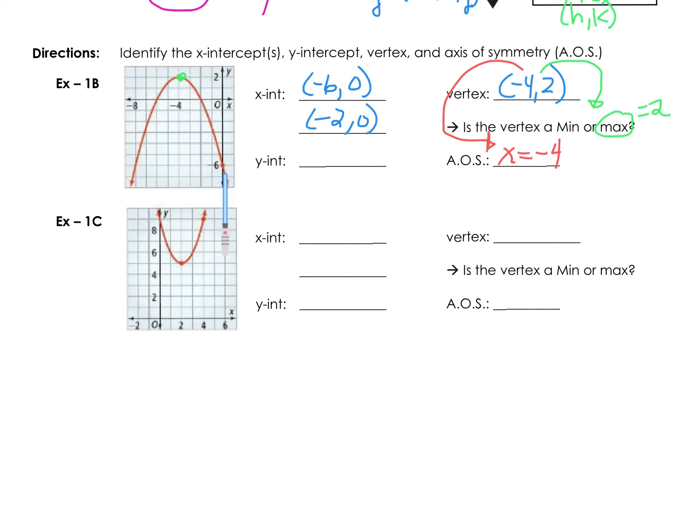And finally, our y-intercept is down here. Because it's a y-intercept, it has a y value. So the y value is -6. The x value is your 0. Then for this one, the vertex is here at (2, 5).